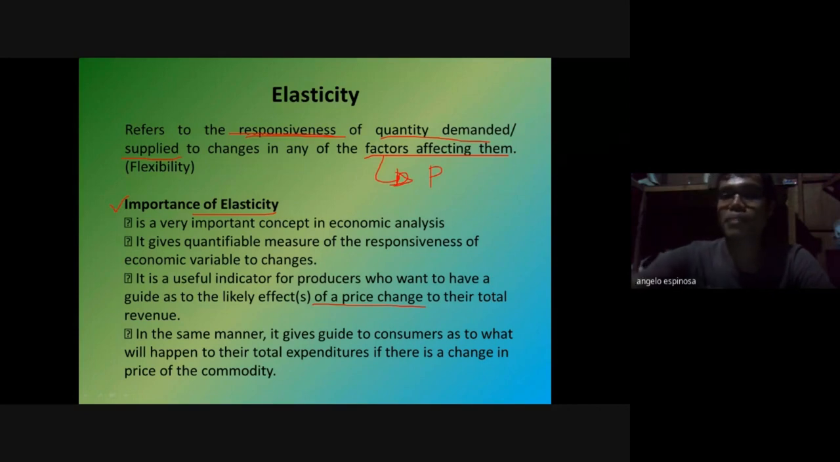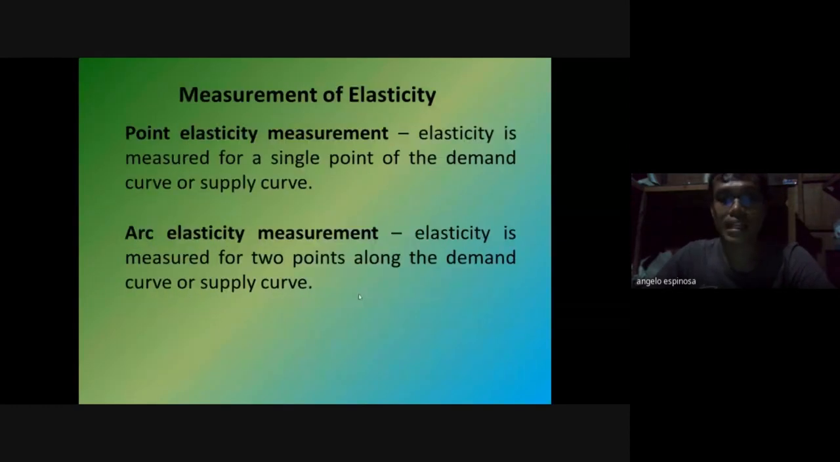So, example, pag mataas ang presyo, kukonti lang ang bibili. Pero pag mababa ang presyo, maraming bibili, kasi nga mababa yung cost niya. Okay? So, those are the importance of elasticity in our discussion today.